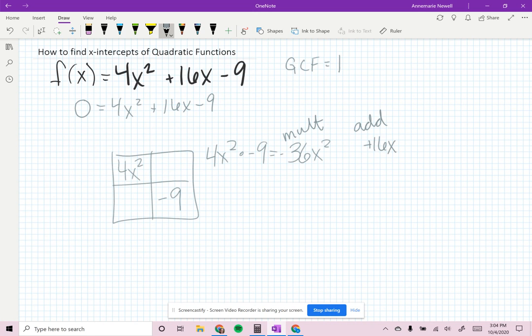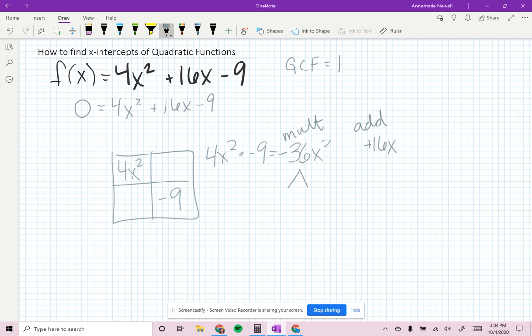positive 16x. So I need to think, what are some factors of negative 36? Well, there's like 1 and negative 36, or there's 2 and 18, or 3 and 12, 4 and 9. Do any of these add to positive 16?